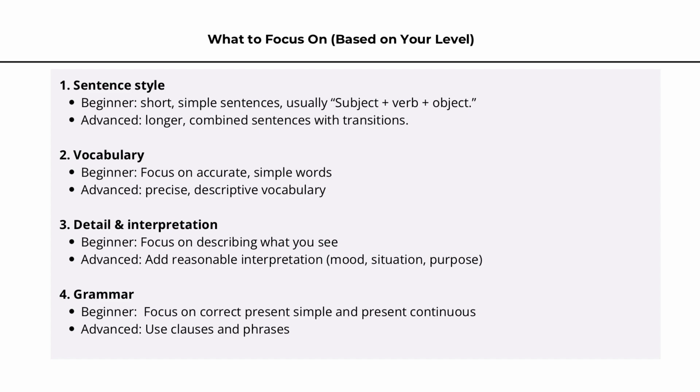And if you're a little bit more advanced in terms of grammar, try to use a little bit more complex sentences. You want to think about transitions. And in terms of vocabulary, try to go for descriptive words. And if you know a more precise word for the image you're seeing, then use it. For either level, it's advisable to use a little bit of reasonable interpretation. Think about the mood. Think about the purpose of the photo and the situation. Just always stay connected to what the photo is showing you. All right, let's get started with our first picture.